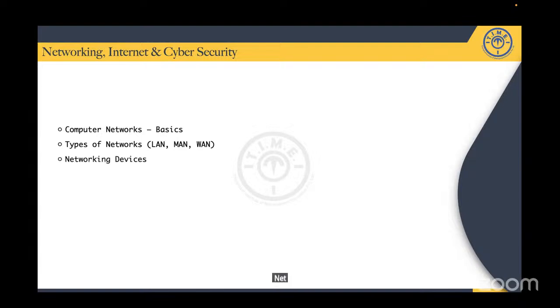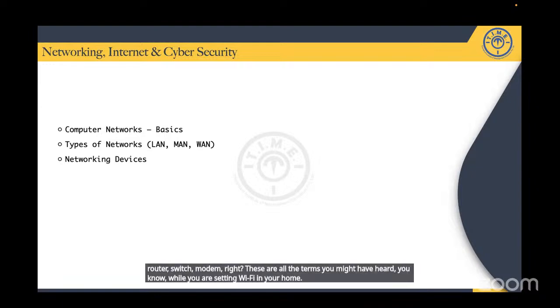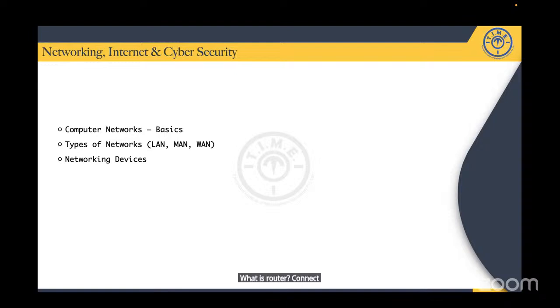Network devices: router, switch, modem, right? These are all terms you might have heard while setting up Wi-Fi in your home. What is a router? It connects different networks. A switch connects devices within the same network. A modem converts digital and analog signals, right?